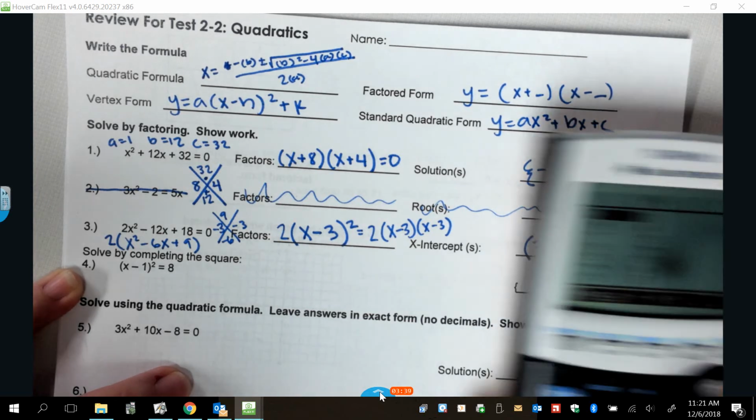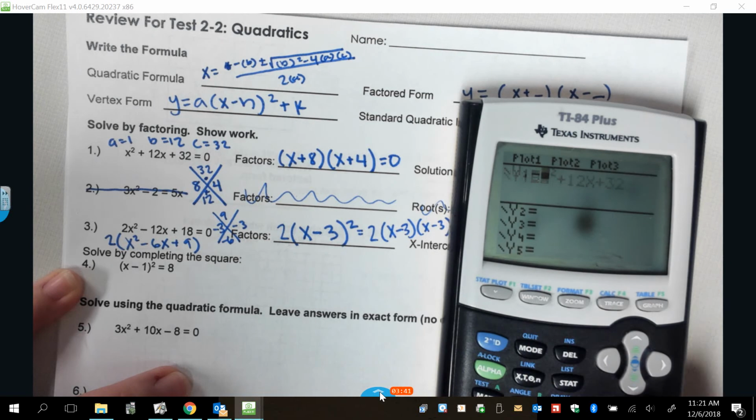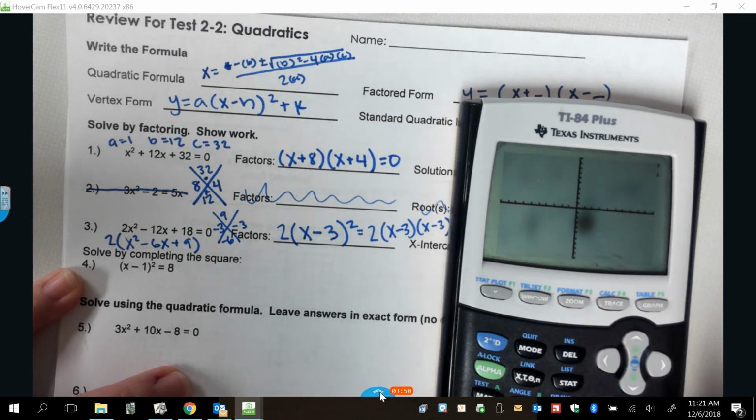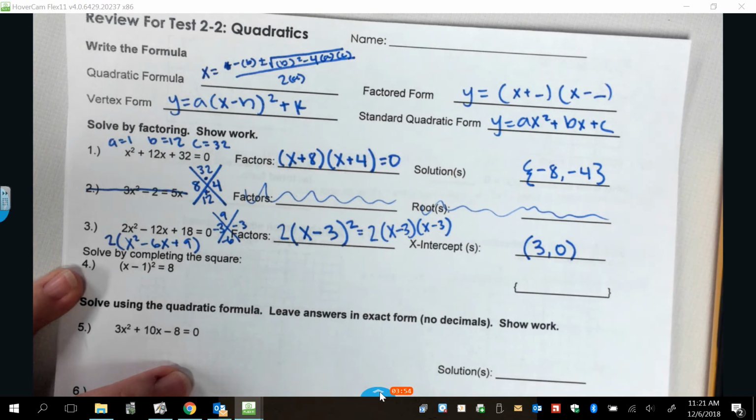So let's double check that. 2x squared minus 12x plus 18. Oh, not that graph. It touches at 3, and that's it. So therefore my answer is correct.